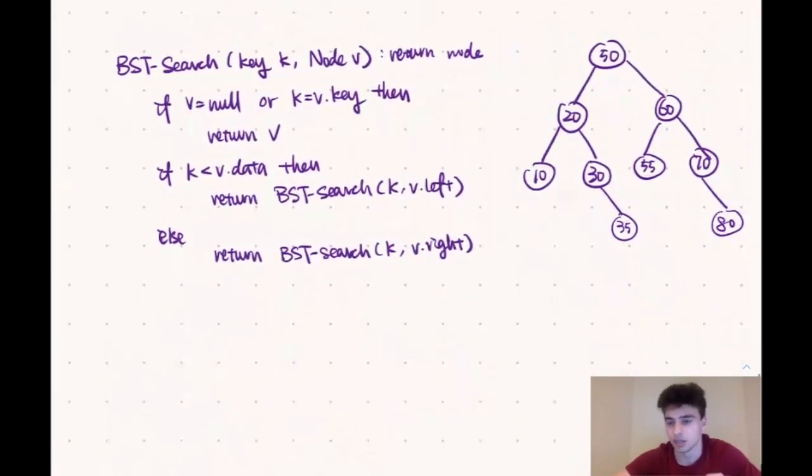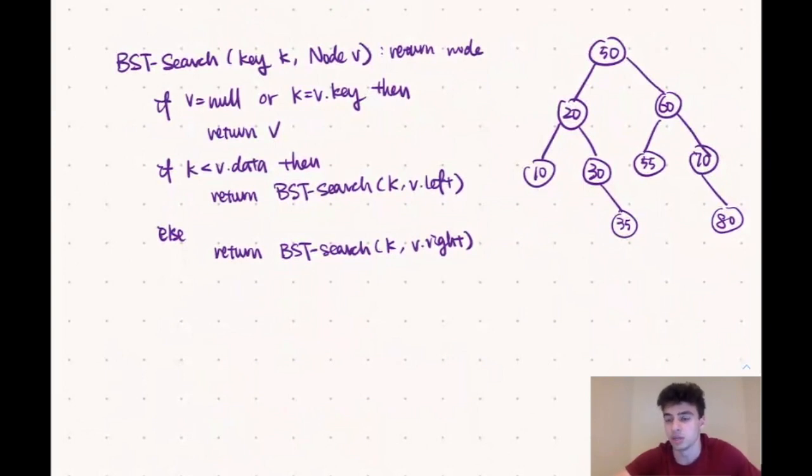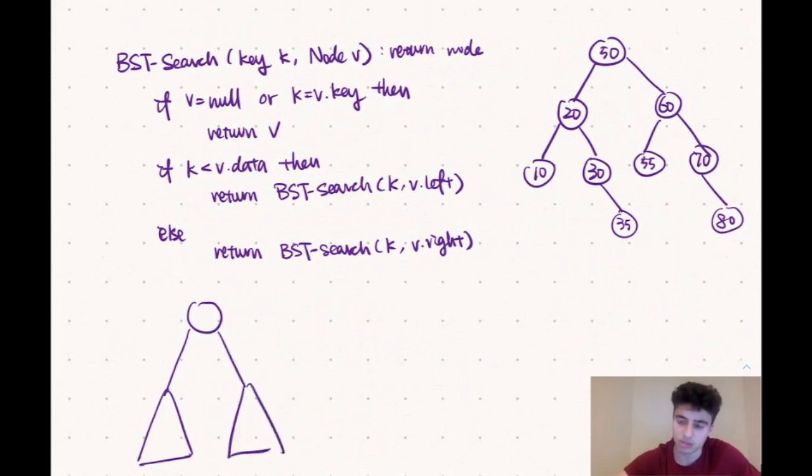So the intuition is pretty much that we're going to look at the current node that we have inside of our algorithm, and we're going to decide whether or not our key is larger or smaller than that node. If it is smaller, we're going to move left, and if it is greater, we're going to move right. Once we've reached our key, we're going to return it. So let's take a look at the actual algorithm.